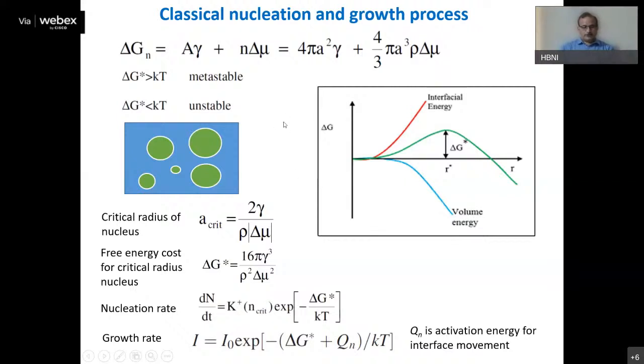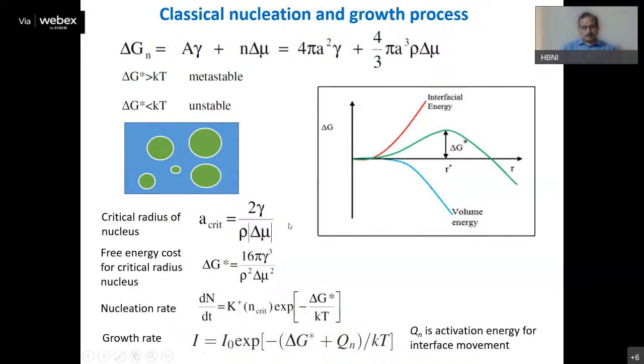So we can calculate the critical nuclei from this expression by taking the derivative of this expression and finding the critical radius at which the derivative is 0. Then we can estimate the cost, and this will depend on the change in free energy of the parent and daughter phase. Besides this, another important thing is the nucleation rate.